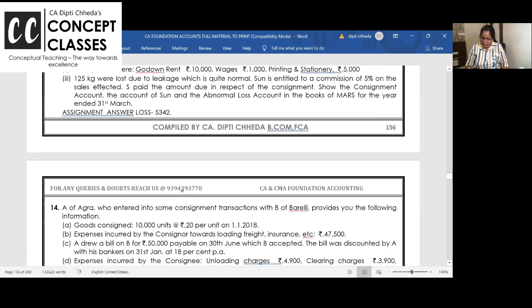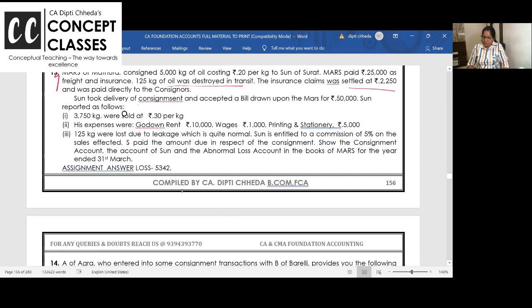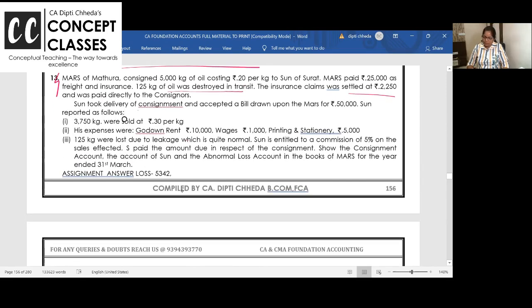Okay. And close the account. Here also I have given you the answer. Your loss is coming to 5342. 5342 loss is coming. Okay. So this is all about both profit also and loss also.